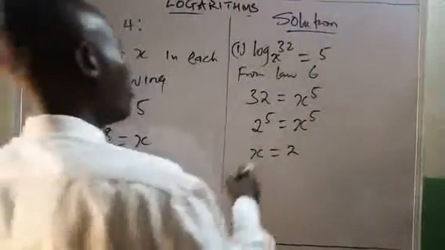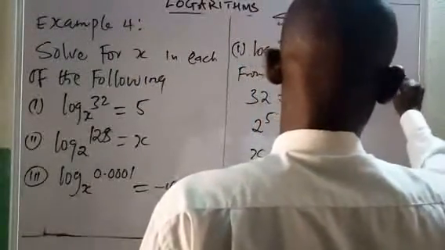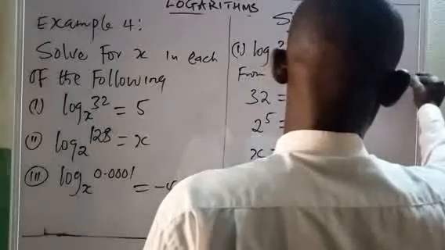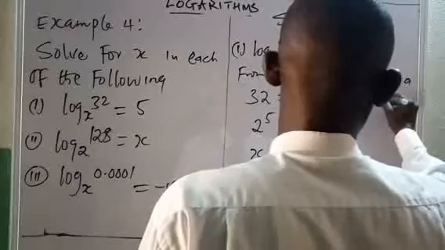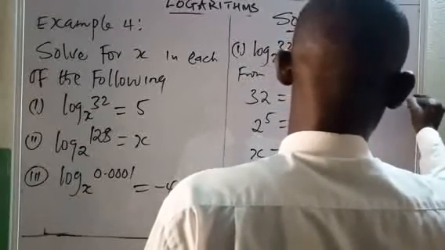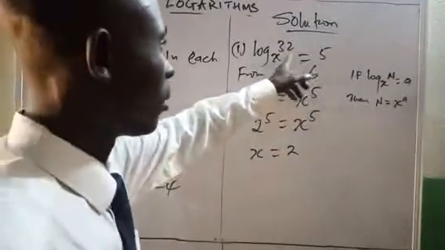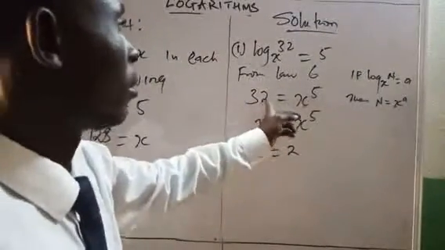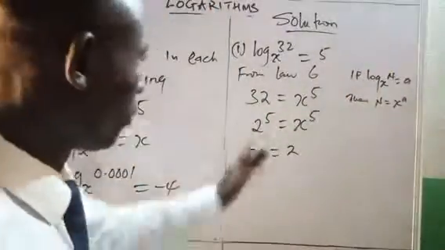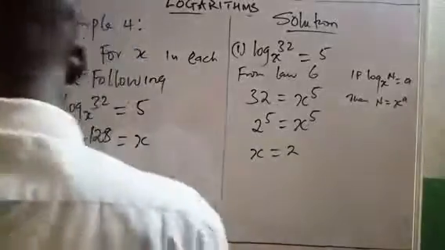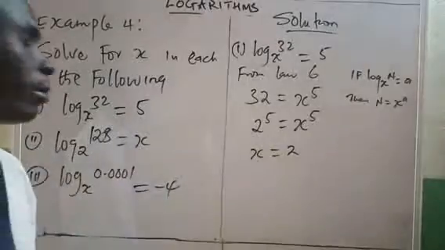Recall that this law 6 says, if log n to base x is equal to a, then n is equal to x raised to the power of a. So that's the law we observe. So here you have your what? 32 will become your n. Then this is your x. Then your 5 is equal to what? Your a. So if you simplify this, you get 2 raised to the power of 5 is equal to.